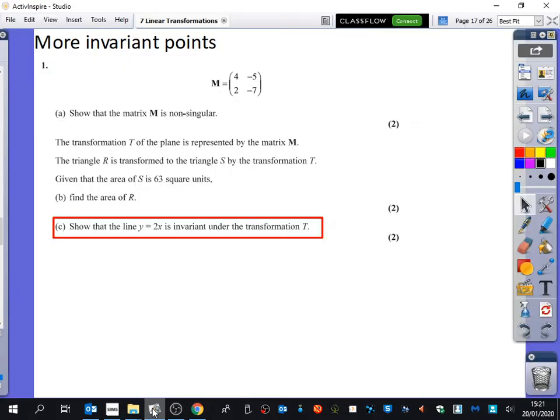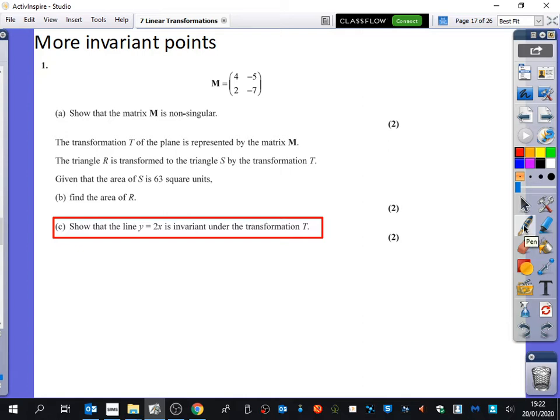What I wanted to look at before we move on to some of the other bits here is some more stuff to do with invariant points, because in the textbook it doesn't really come up very much. But I wanted to try and pick out some exam questions where it actually happens, right? First of all, I'm not going to do all of these parts. I'm actually just going to do part C for this question, but I just want to talk us through what you do for these things that we've got.